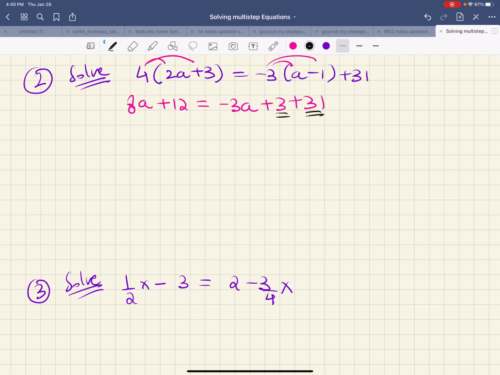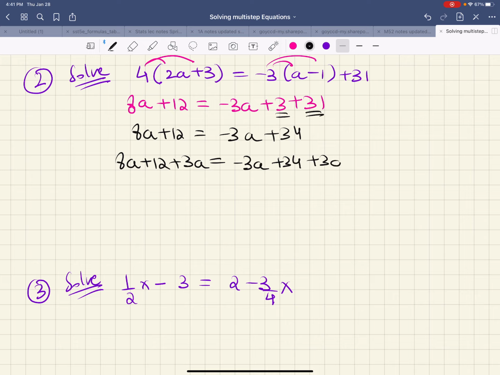Now on the right hand side I have some like terms to combine. Both of these are like terms, so I'm not going to touch anything else other than combining these like terms, which turns out to be -3a plus 34. Now my goal is to bring the variables on one side, so I'm going to add 3a to both sides. So in the next step, I'm going to write 8a plus 12 plus 3a equals -3a plus 34 plus 3a. I added 3a to both sides because I wanted to bring the variables on the left-hand side.